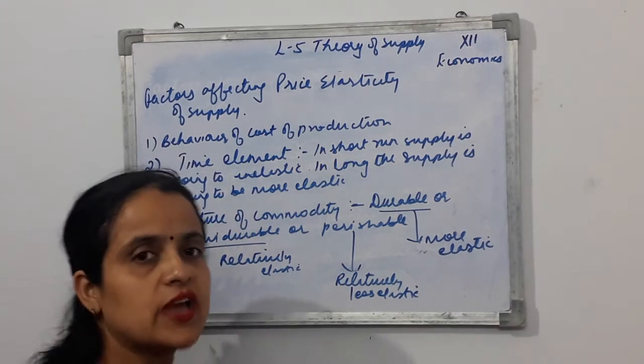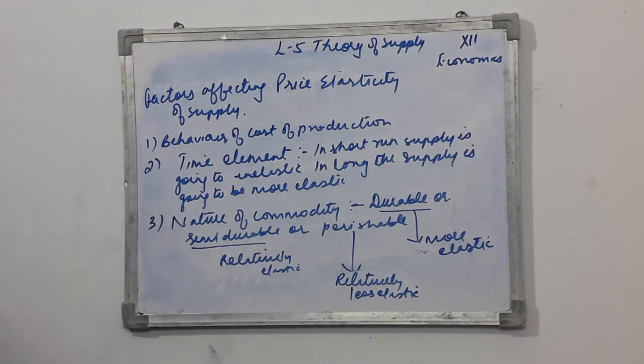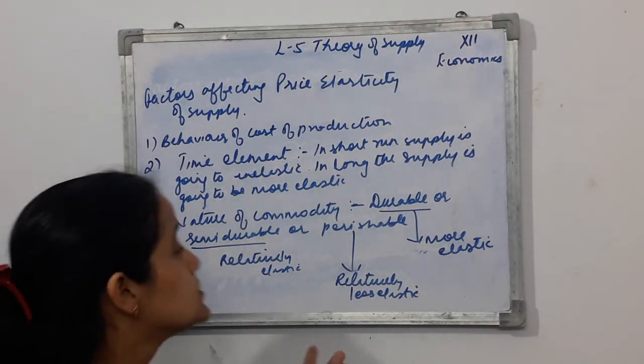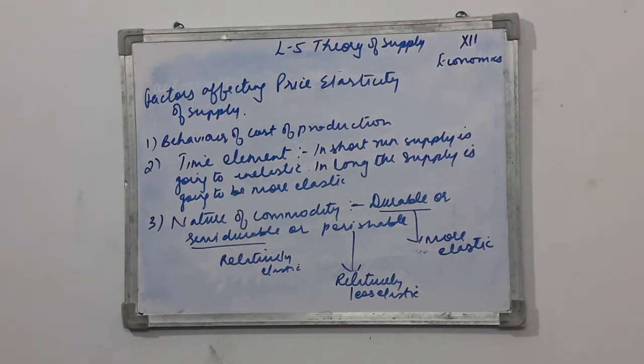So not much change can be brought in the supply of perishable products. So this is your third factor which affects your price elasticity of supply.